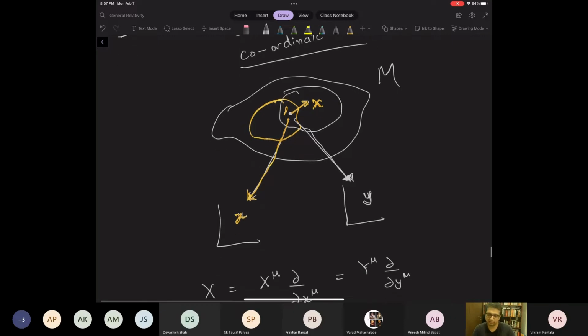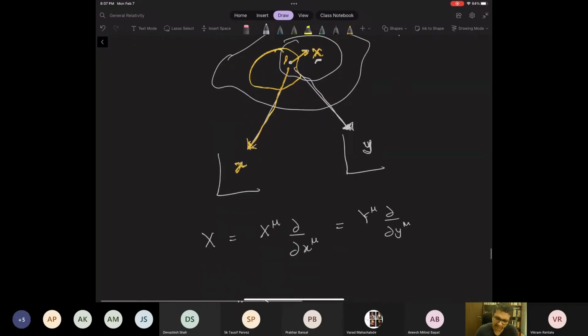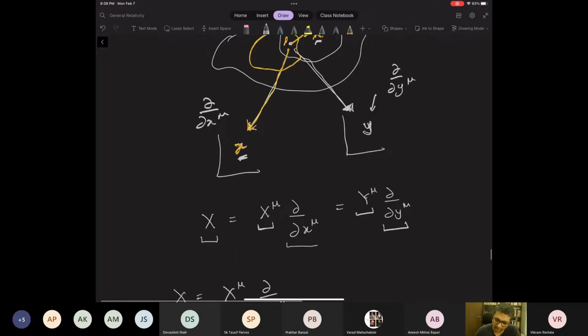Okay, and now I can express this x in either coordinate basis. I can use this coordinate patch to define basis vectors partial x mu. I can also use this coordinate patch to define basis vectors as partial y mu. And therefore, the same vector x can be expanded in a series of coefficients times partial x mu, or it can be expanded in a series of coefficients times partial y mu. Both of these expressions should perform the same operation, because it's the same vector that you're talking about.